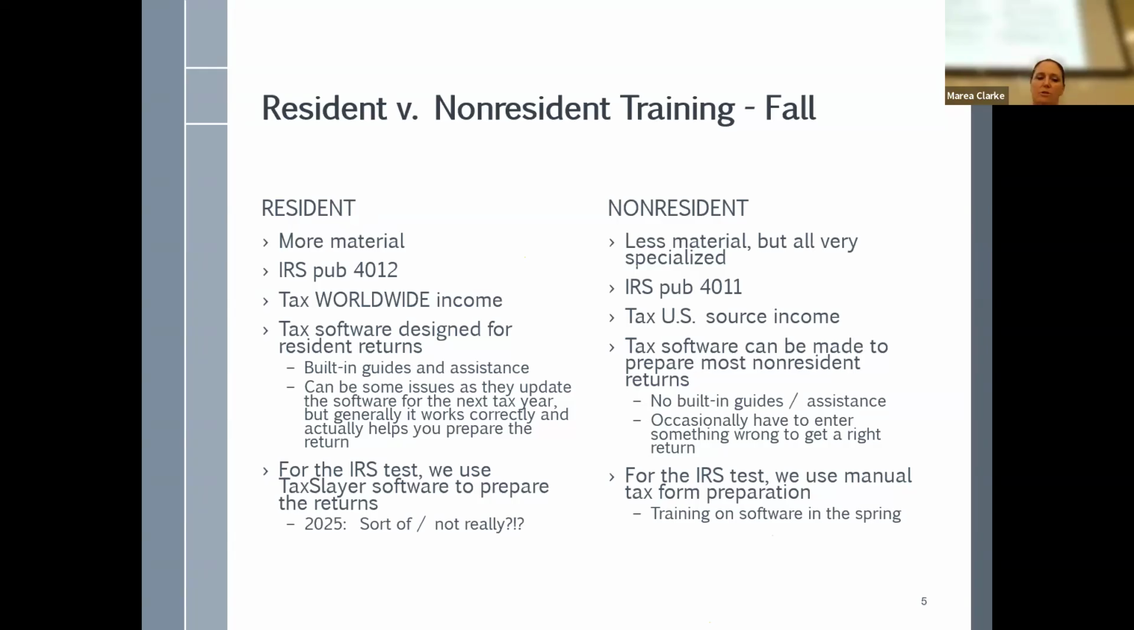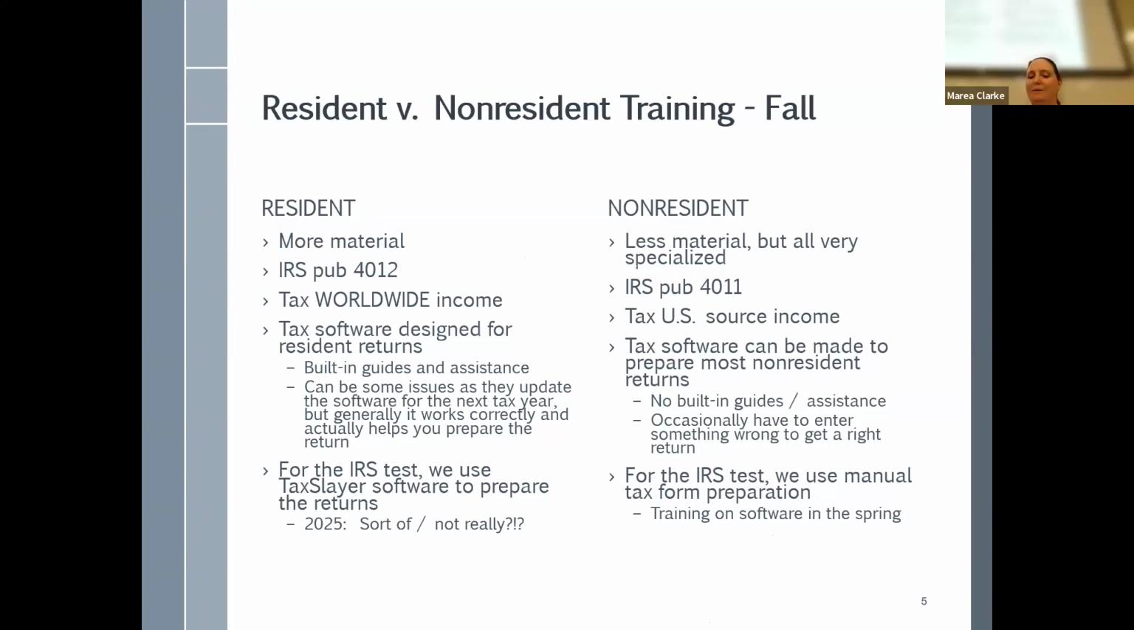So it's unique. The main publication that the IRS puts out for resident taxes, IRS Publication 4012, is a monster. It's like 300 and some pages long. IRS Publication 4011 is a little guy. It is something like 20 pages. It is much smaller.